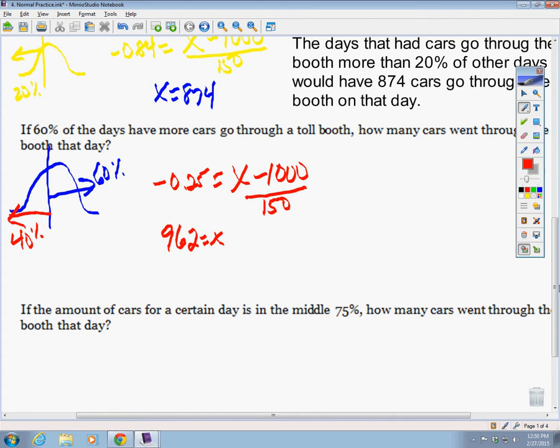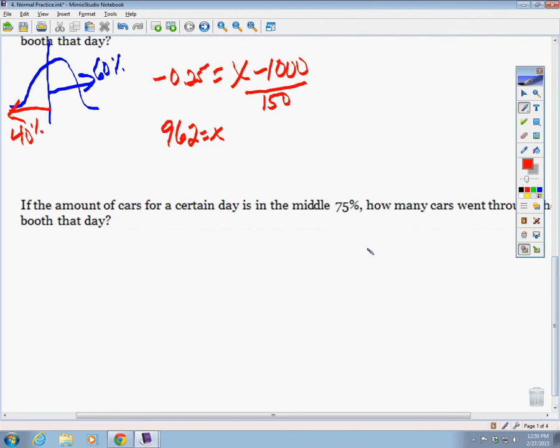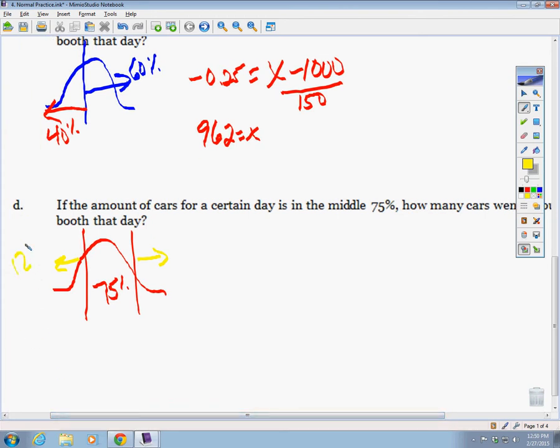Okay, and I'm not going to write a conclusion sentence there because this is going a little long, but that leads me to the last one, which is going to take some time. All right. If the number of cars for a certain day is in the middle 75%, so again, I've got my bell curve here, and I'm saying 75% is in the middle. Well, that means the other 25% is combined from the left and the right. And again, this thing's symmetric. So that means 12.5% is to the left and 12.5% to the right. Well, 12.5% as a decimal is 0.125.